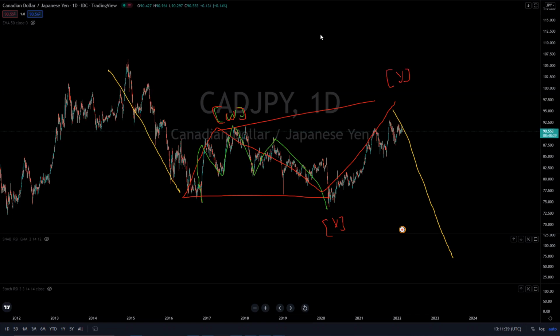Okay, and internally, this appears to be very impulsive, a correction, and then an impulse. So it's a 5-3-5 structure. Therefore, it's an A, B, C internally. And also, this appears to have been a 3-3-3 structure. So this is a W, an X, and a Y in the green degree. Now, since we are expecting a WXY, our Y leg should also be 3 waves.